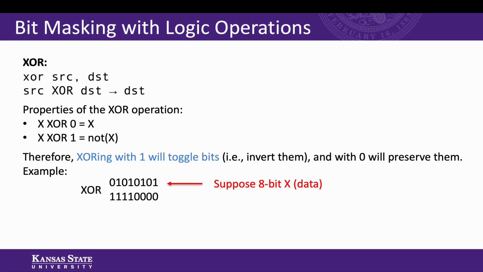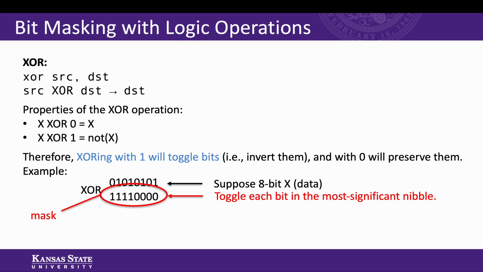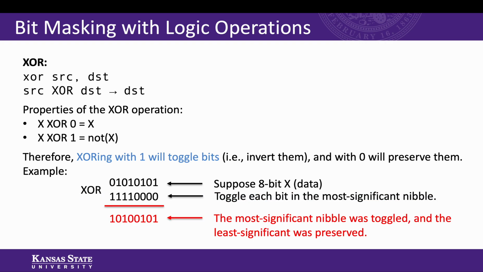Here's an example. Let's say we have some data coming in, 0, 1, 0, 1, 0, 1, 0, 1, for the sake of the example. And if we exclusive OR it with 1, 1, 1, 1, and then 0, 0, 0, 0, what we're saying is that we want to toggle each bit in the most significant nibble. That's our mask again. And so we get a result then from those properties of exclusive OR, 1, 0, 1, 0. Notice the most significant nibble has been complemented or toggled. And then 0, 1, 0, 1, the least significant nibble has been preserved. Nice.